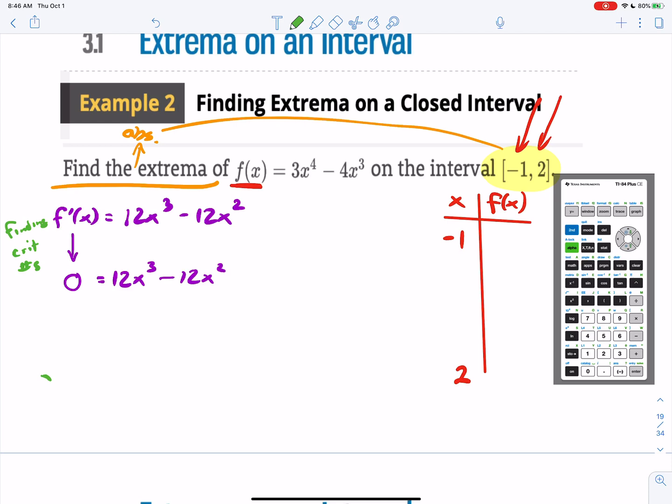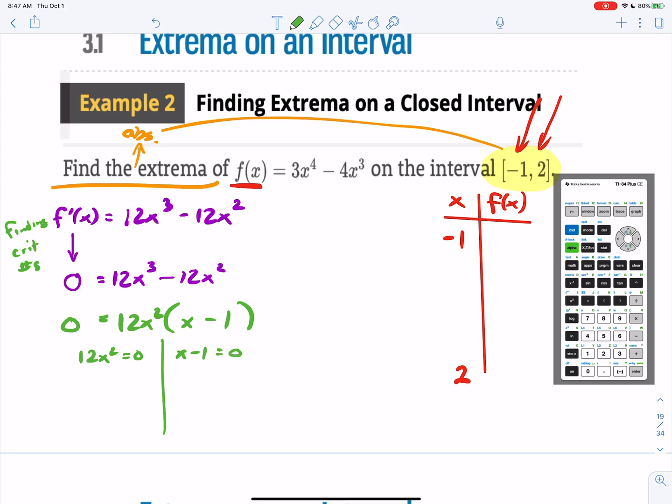Okay, so if we're finding critical numbers, we're setting the derivative equal to 0. We're not setting x equal to 0, okay? So here is a little bit of algebra. You're going to have to factor out the GCF here. We can factor out a 12x squared. If I take that out, there's going to be an x minus 1 left. And here, using the zero product property, 12x squared can equal 0, or x minus 1 can equal 0.